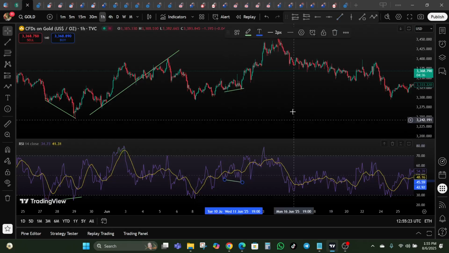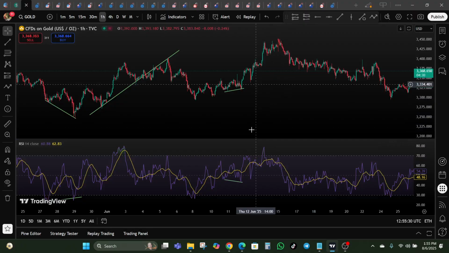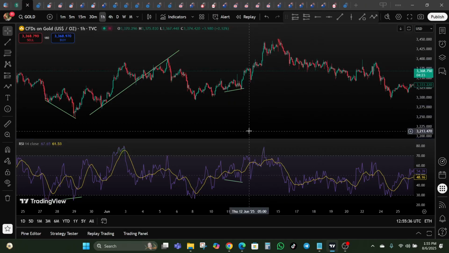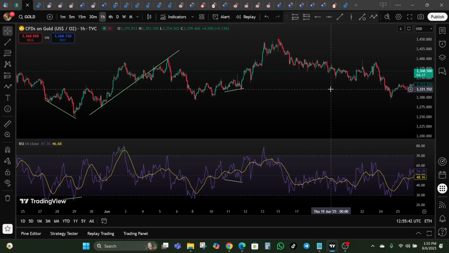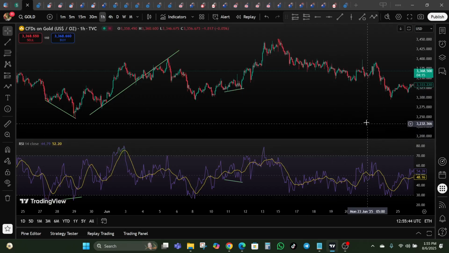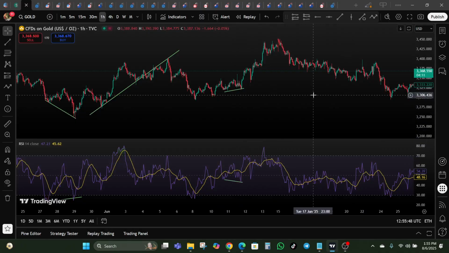Can you see that? When you notice this kind of situation, this is a bullish hidden divergence. It shows that the trend is still going to continue upward. This is not a reversal. This is a trend continuation signal. The reverse is the case for a hidden bearish divergence. This is a hidden bullish divergence.